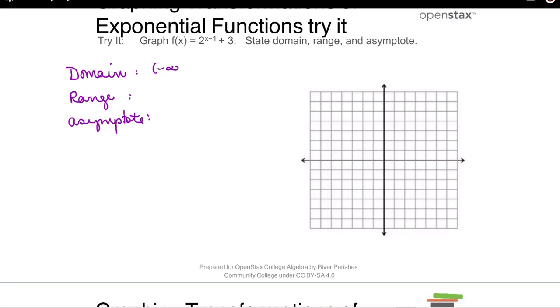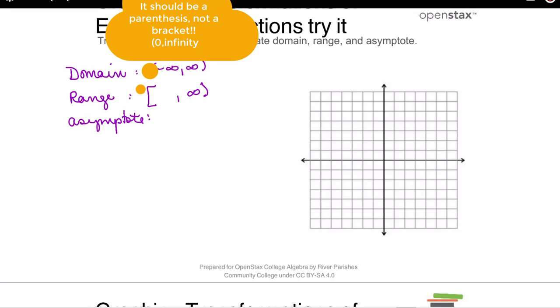Domain is still negative infinity to positive infinity. Range was from 0 to infinity, but now it's going to go from d, which is 3, to infinity. And then the horizontal asymptote is at y equals 3. So I'm going to draw a horizontal asymptote at y equals 3.